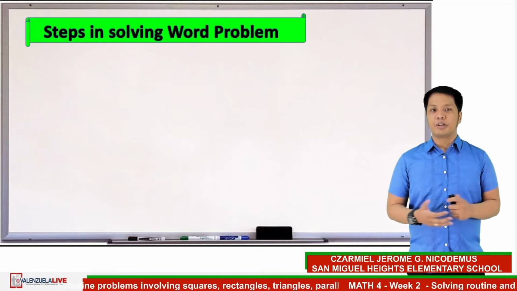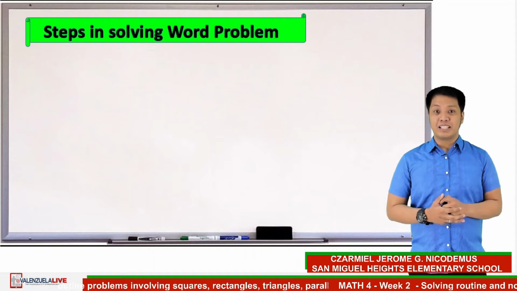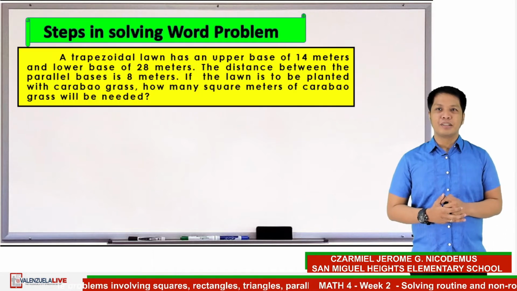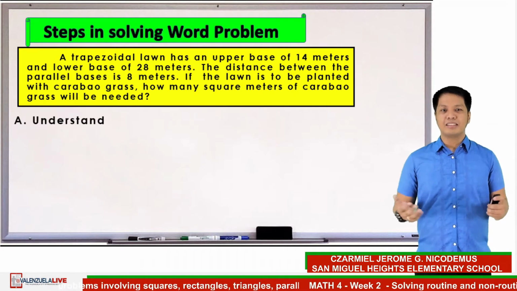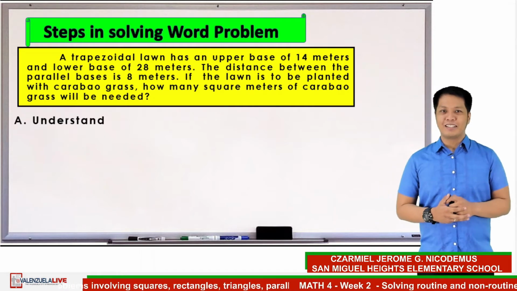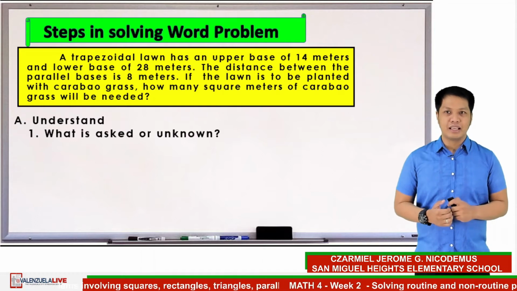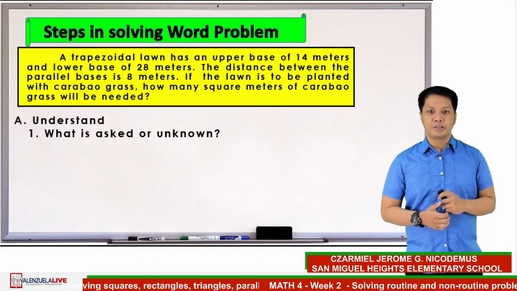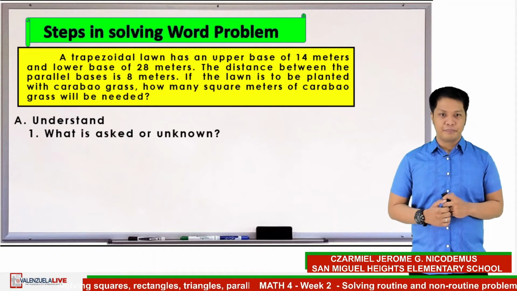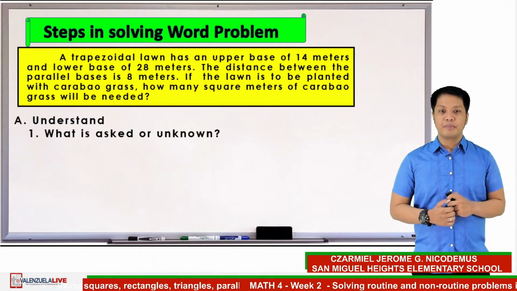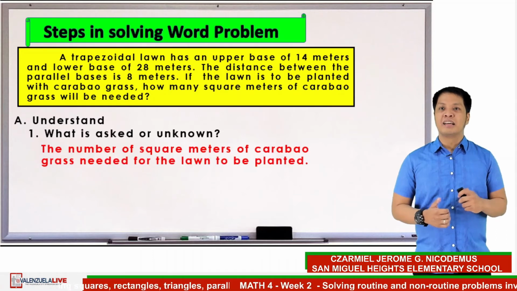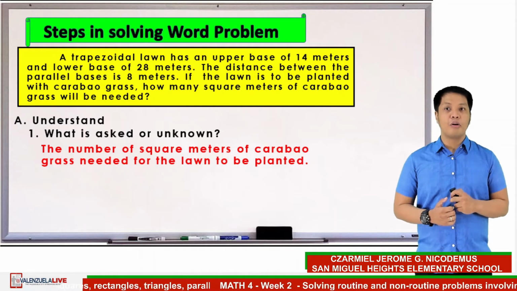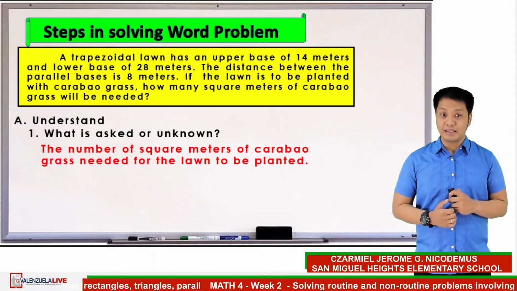To answer this word problem, we need to follow the steps in solving word problems. Again, the first step is to understand the problem. To understand the problem, we need to know what is asked, or the unknown. This is usually the question in the last sentence of the word problem. In this word problem, the unknown is the number of square meters of carabao grass needed for the lawn to be planted.